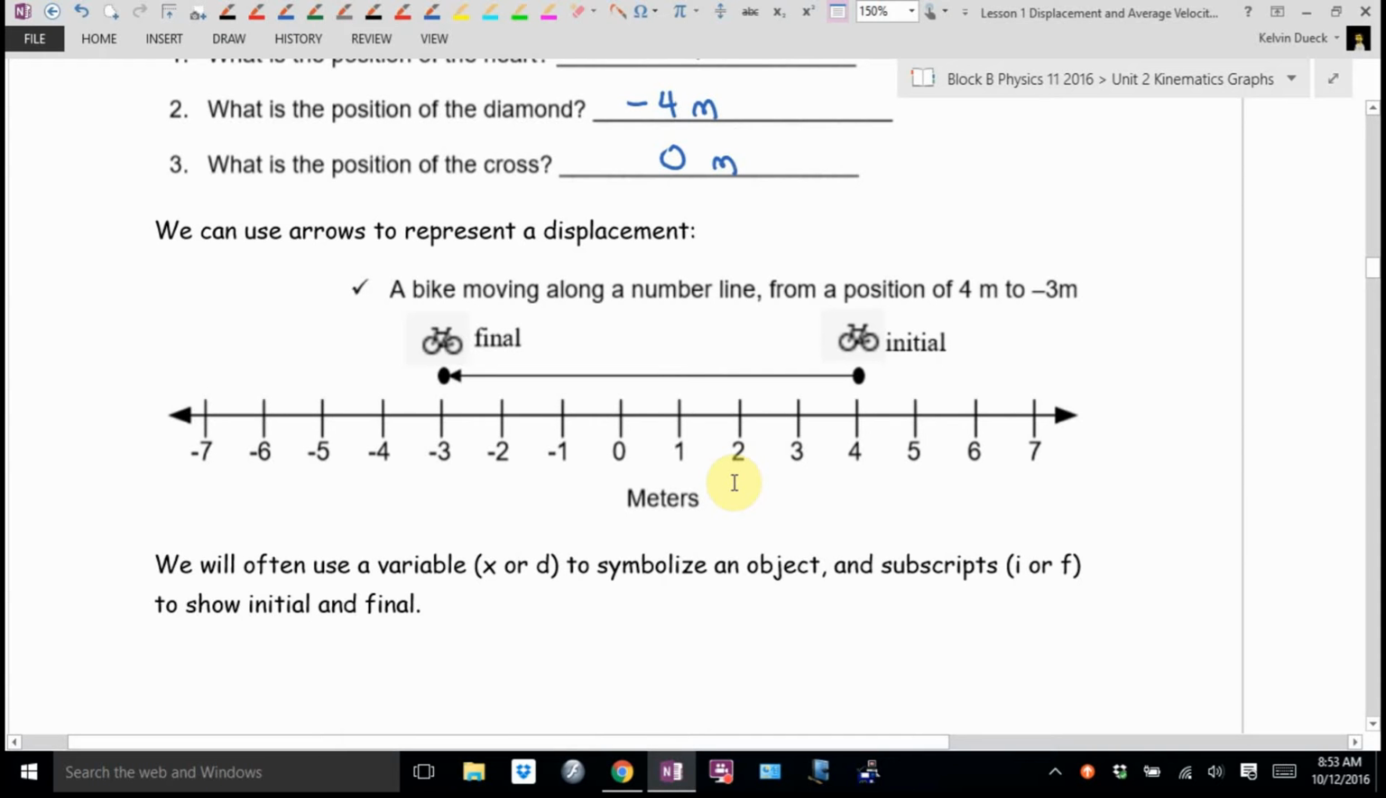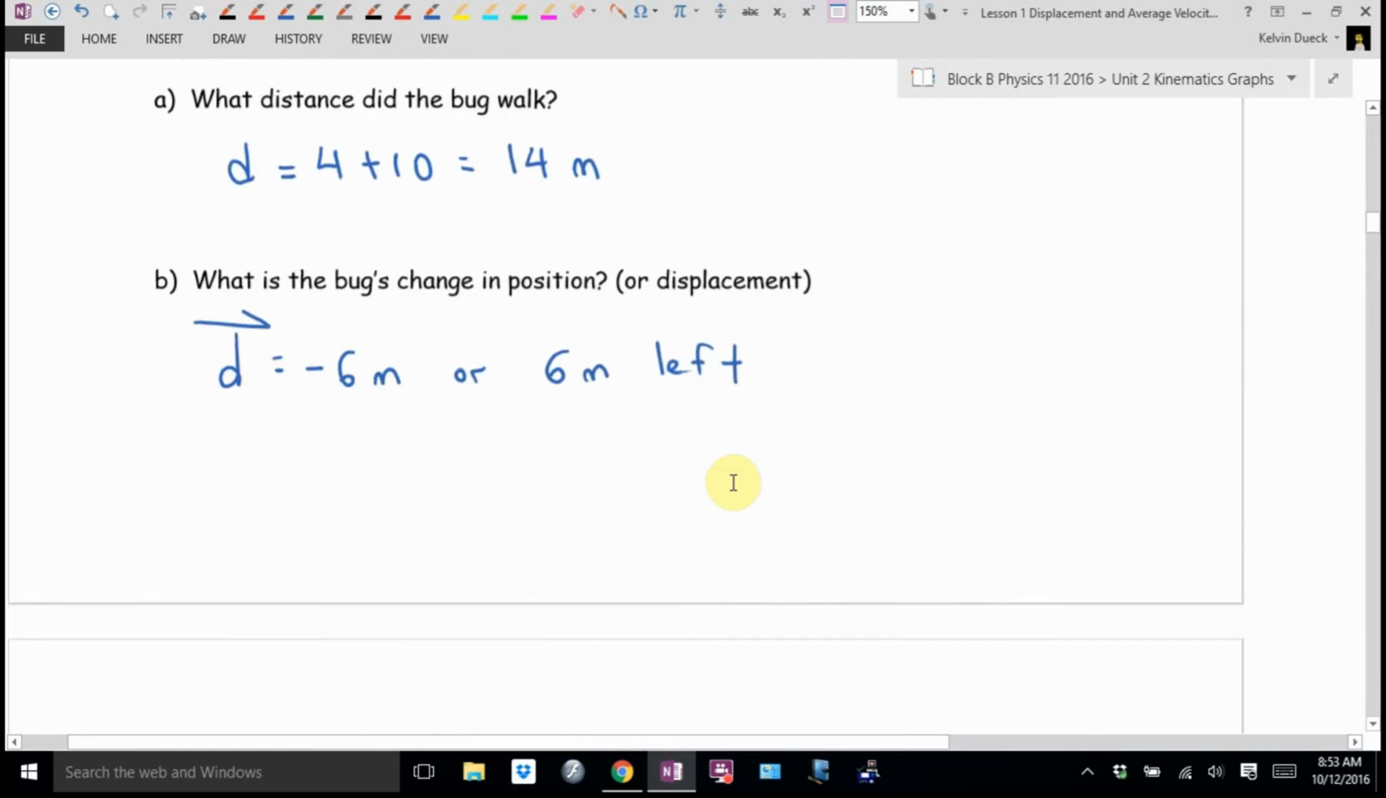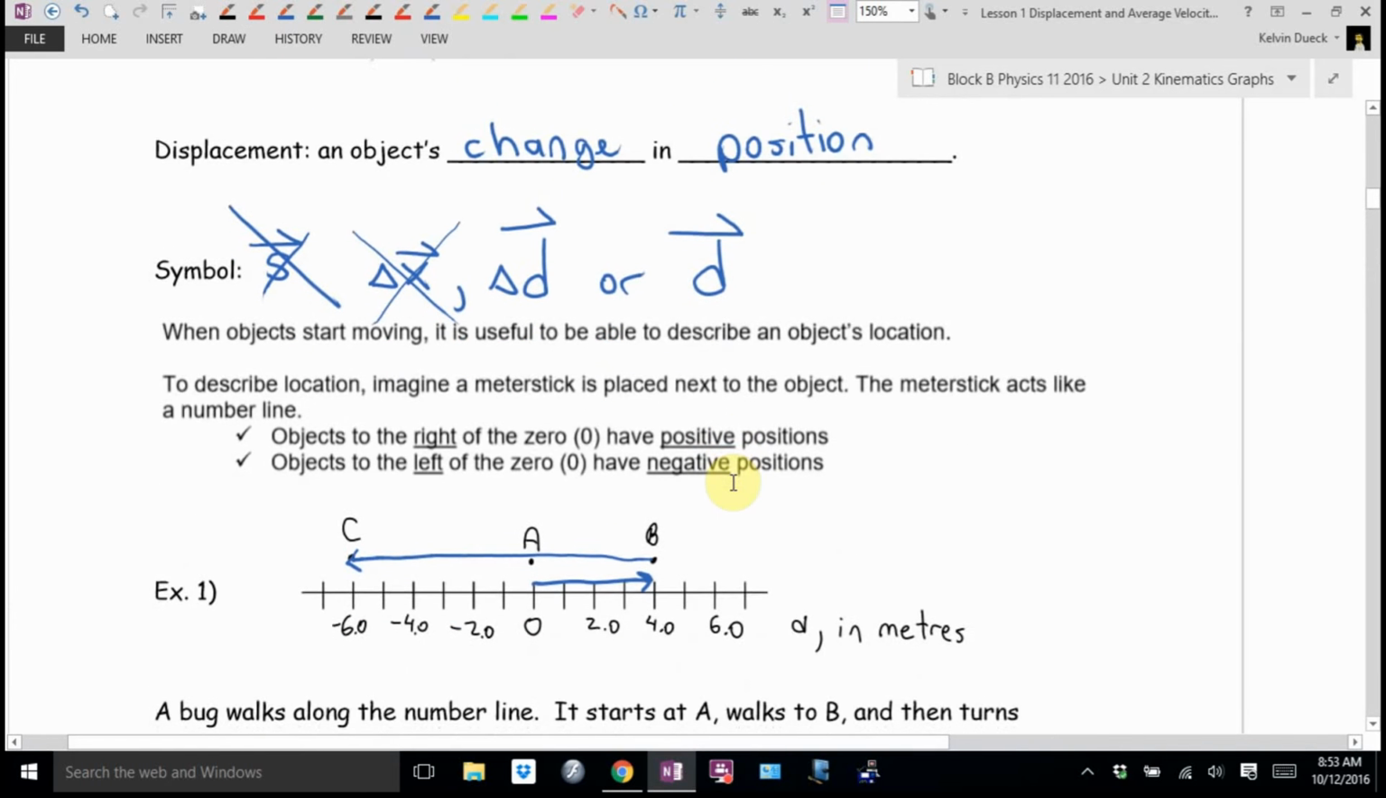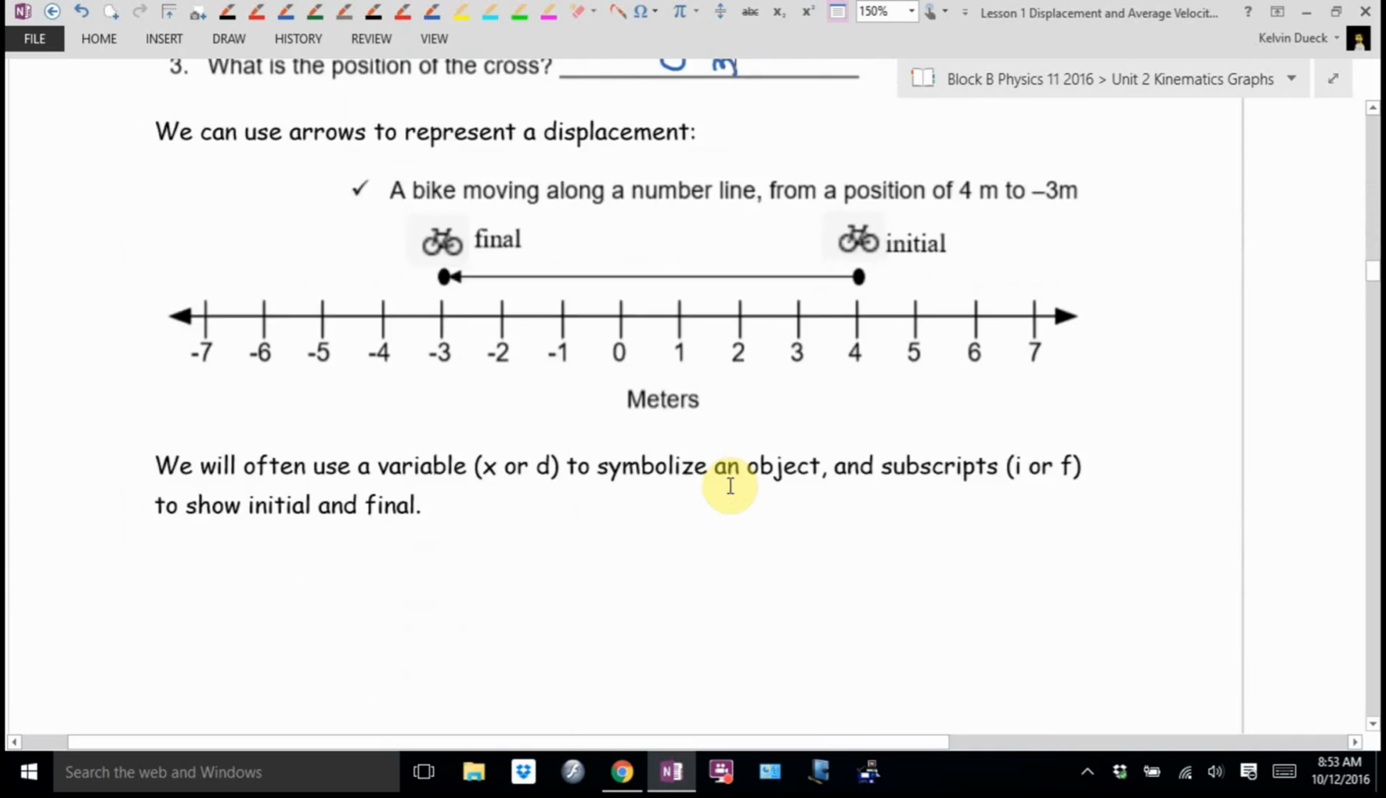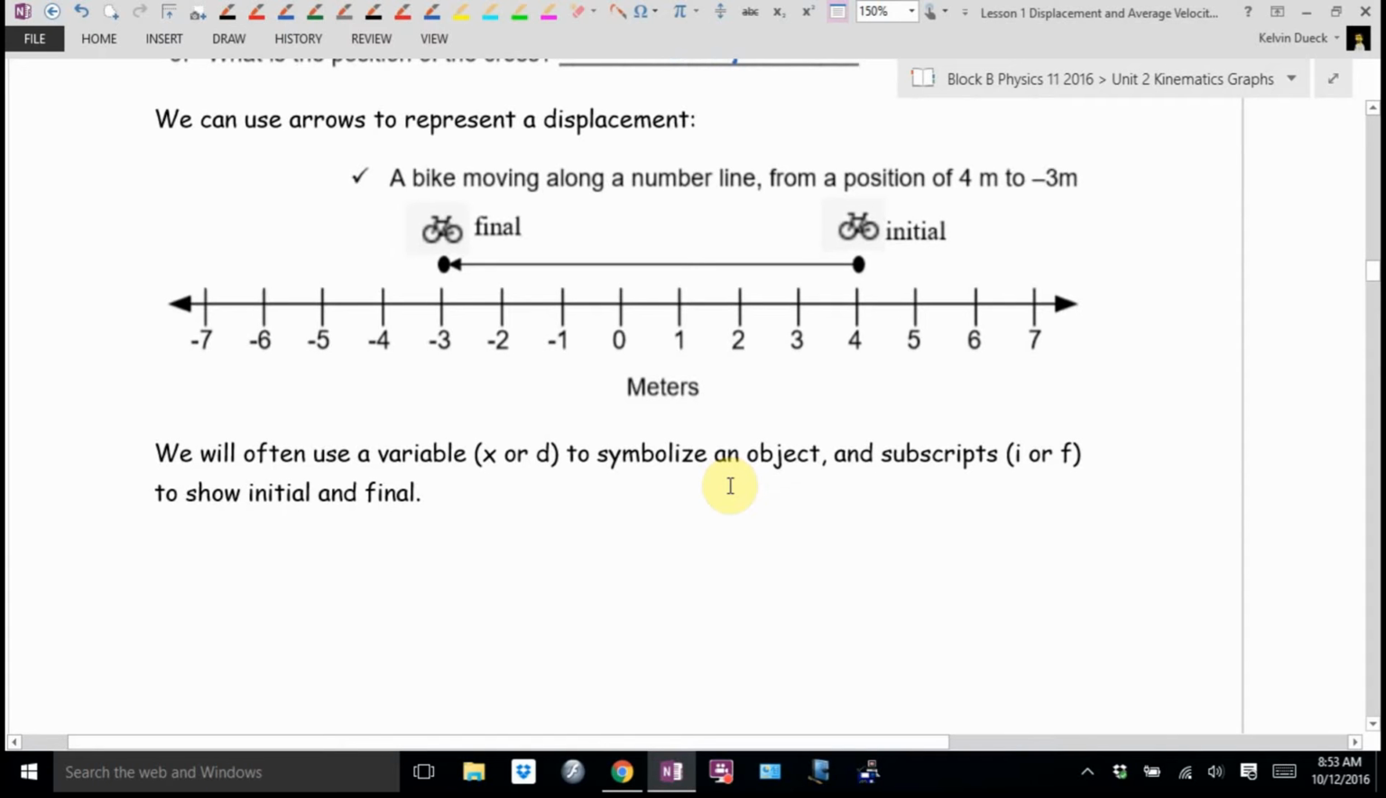We said displacement was a change in position. We can use arrows to represent a displacement. So really, oh, I did use arrows up there on the bug question. Good. A bike moving along a number line from a position of +4 meters to -3 meters, for example.